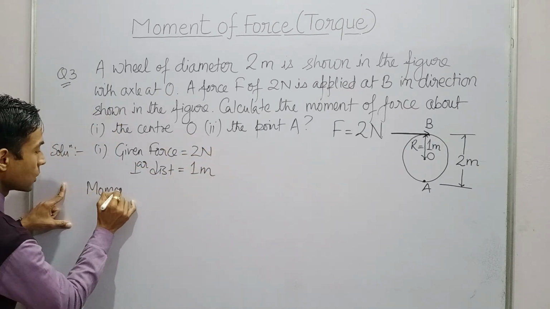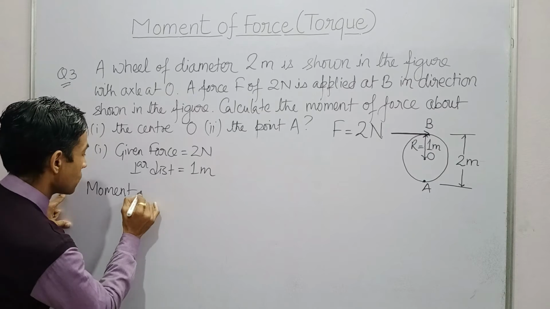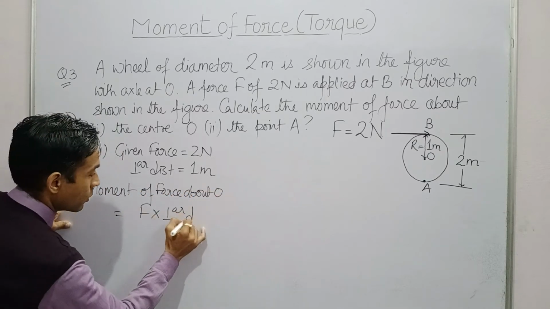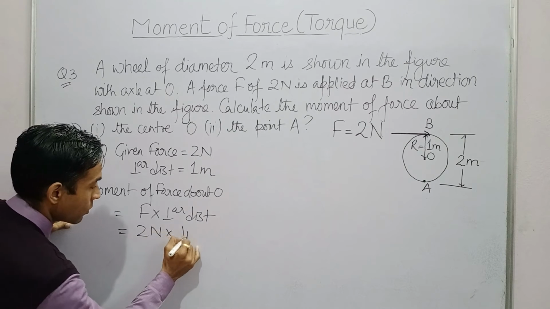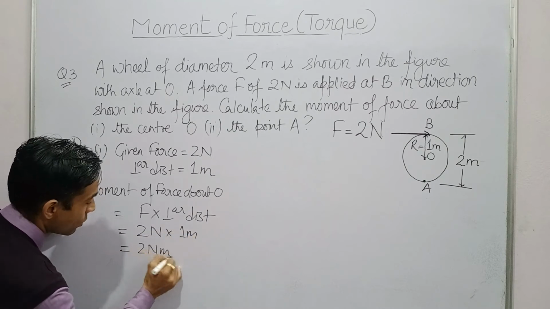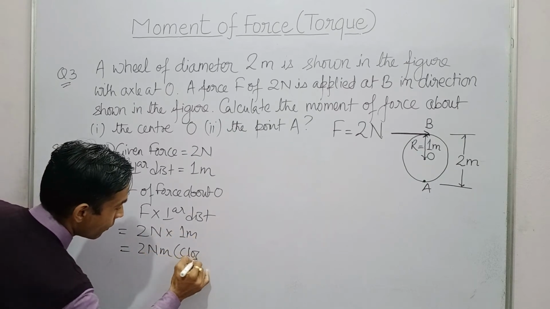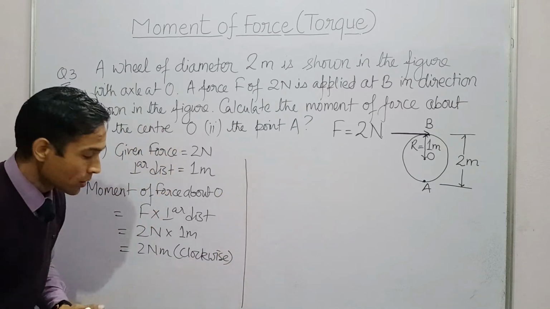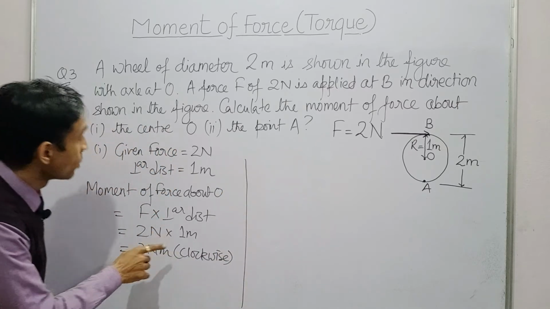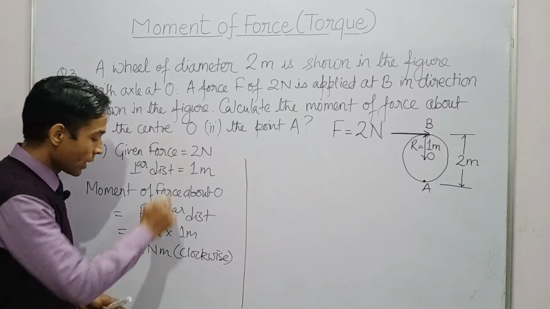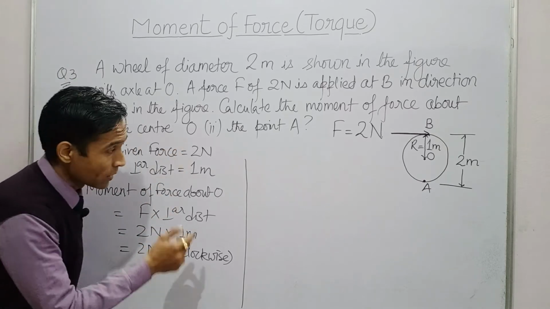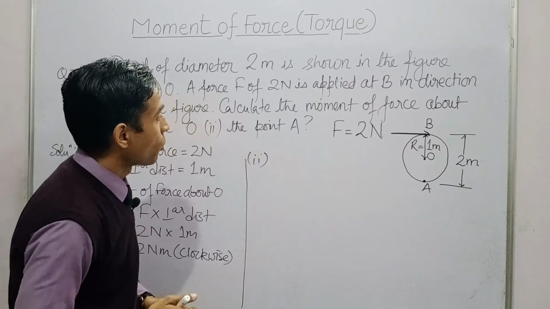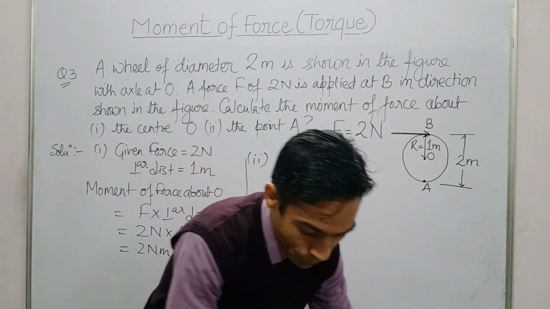So moment of force about O is 2 Newton meter clockwise. It is very important that you should mention the direction in the answer. So the moment of force about the center O is 2 Newton meter clockwise. Now in the second part we have to find out the moment of force about the point A. Let's see in the demo.